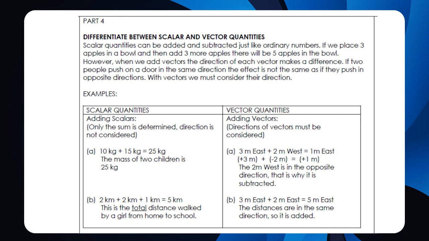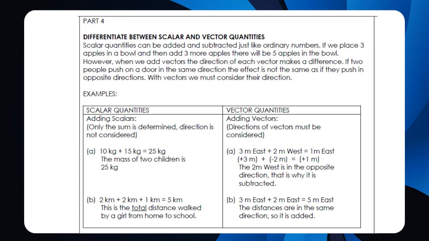Examples. Scalar quantities. Vector quantities. Adding scalars. Only the sum is determined, direction is not considered. A. 10 kilograms plus 15 kilograms equals 25 kilograms. The mass of 2 children is 25 kilograms. B. 2 kilometers plus 2 kilometers plus 1 kilometer equals 5 kilometers. This is the total distance walked by a girl from home to school.